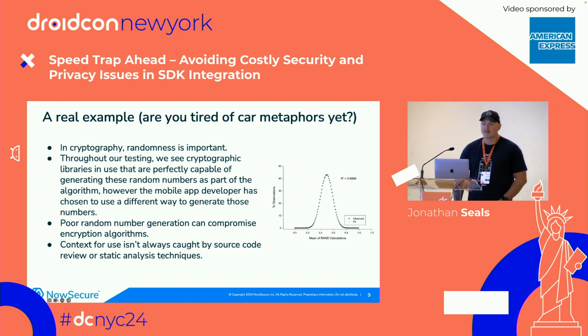Unfortunately, in the context of random number generation, it isn't always easily detectable through source code review or static analysis techniques. And the best practice and the best way to get a thorough review of this is by developers when you guys are implementing it. You guys are hands-on. You guys are the brains of this app.